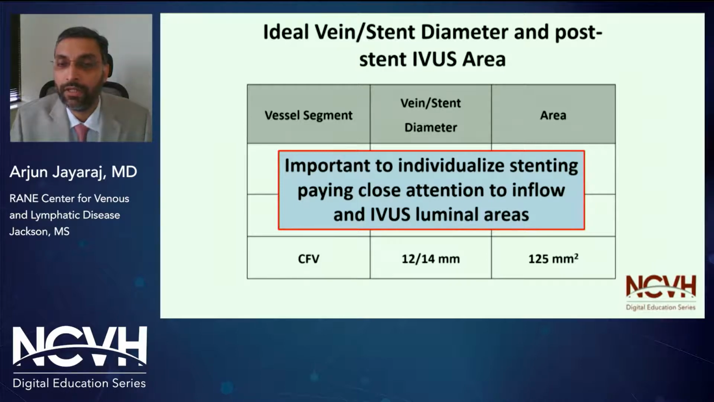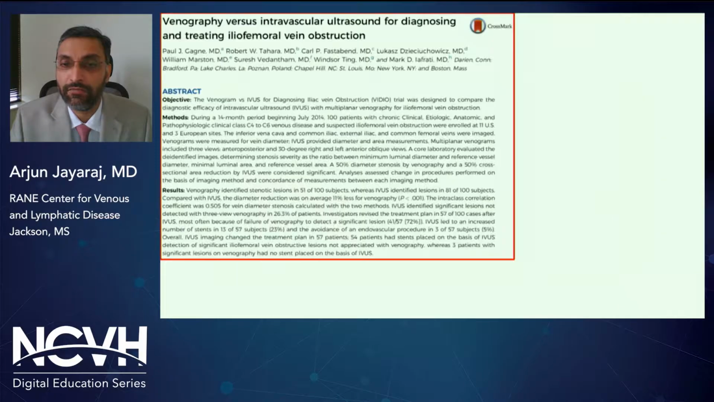Now we know that these are what the ideal vein diameter and luminal area should be. The next question we need to pose is whether these numbers should be derived, i.e. stenosis be determined, using venography or IVUS. And there are a number of publications that have looked at this.